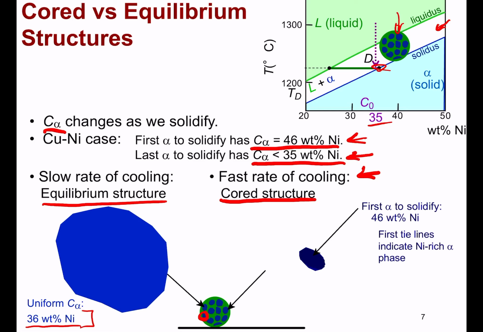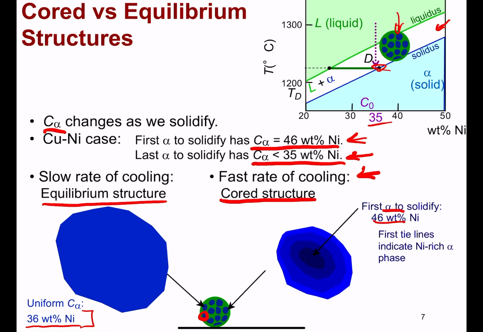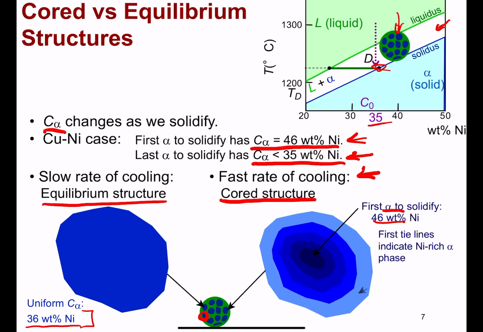Okay, so the first particles that form will have 46 weight percent. And then again, as new alpha particles add on, they will be in line with the nickel content that was created last from our equilibrium conditions. So we'll be very high in nickel content in the middle and lower in nickel content towards the outside. So notice this cored structure is quite different than the equilibrium structure that we see contrasted from right to left there.